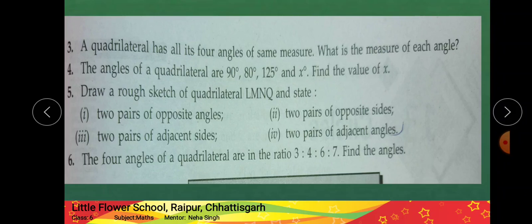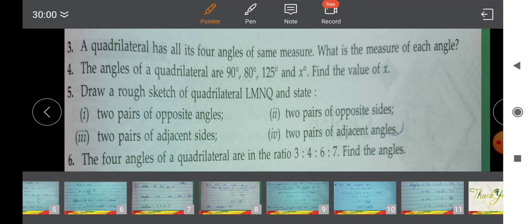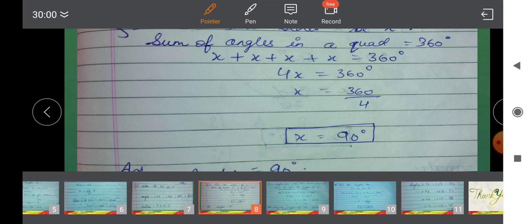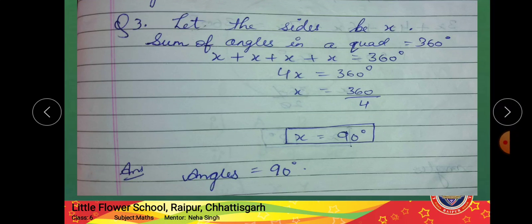Understood? Now coming to the third question: a quadrilateral has all its four angles of same measure. What is the measure of each angle? For this quadrilateral you need to mention the measure of each angle. How can you solve this? It is given that the quadrilateral has all the angles equal. So we will take the angles as x. Let all the angles be x.